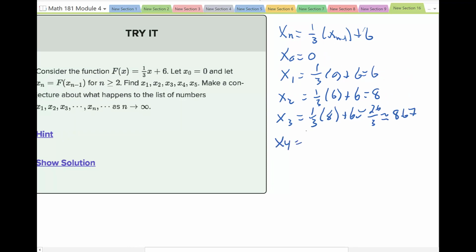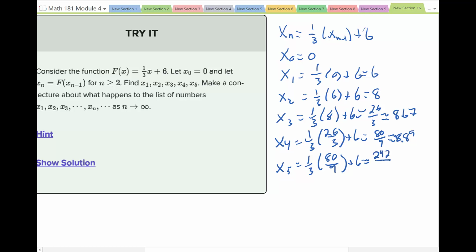x4 is 1/3 of 26/3 plus 6, which would be 80/9, which is approximately 8.89. Notice each time the numerator is one less than something that needed to be divisible by 3. x5 is 1/3 of 80/9 plus 6, which is what? 242 divided by 27, which is approximately 8.96296.